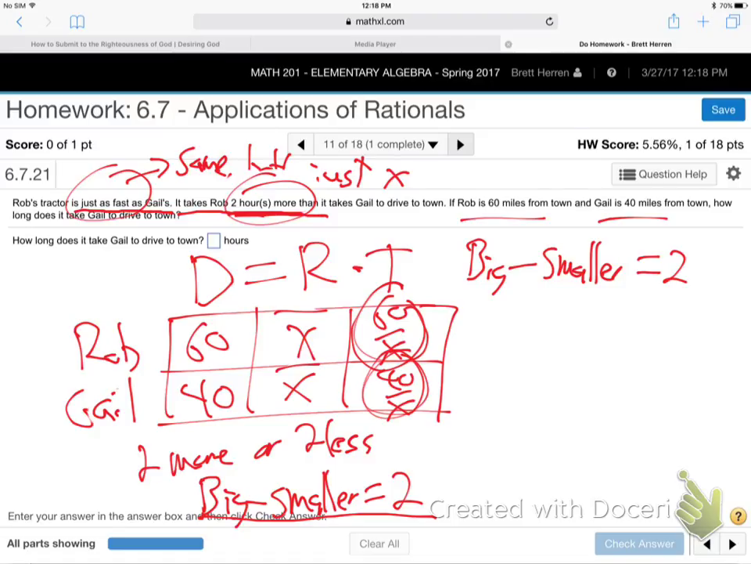Rob 2 more. So Rob, that one's 2 more, huh? Does that make sense? Or the number's bigger too. That helps. That makes sense there? Rob's 2 more. Put the Rob one first. These are a little tricky, huh? Can you solve that equation now?